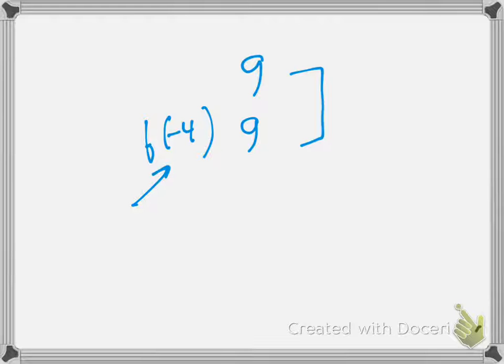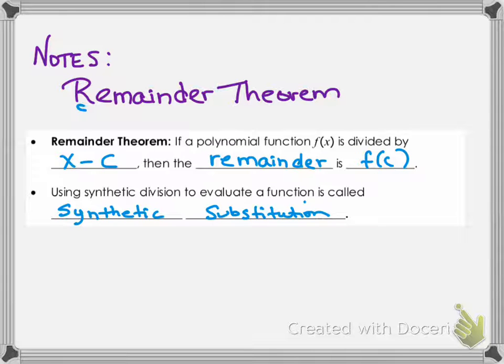Okay, so what you should have gotten was 9 for the remainder and also 9 for f of negative 4. And so this tells us what we're going to learn is the remainder theorem, is that if you want to evaluate a function at a certain number, you can do synthetic division with the polynomial and this number that you want to evaluate it at. So that's called the remainder theorem.